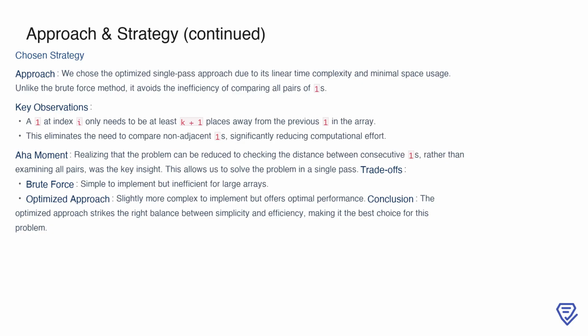Instead of the brute force method's inefficiency, we focus on the key observation that each one only needs to be at least k plus 1 places away from the previous one. This insight transforms the problem into a much simpler task of checking consecutive distances, significantly reducing computational overhead. The realization that we don't need to compare non-adjacent 1s was the turning point, as it allowed us to craft a solution that works efficiently for large arrays.